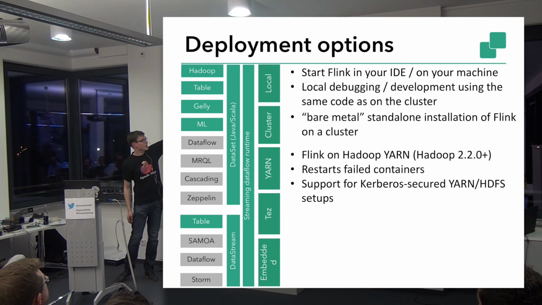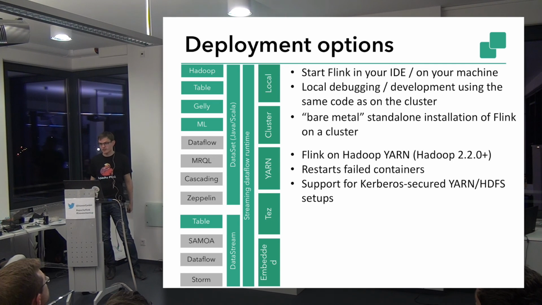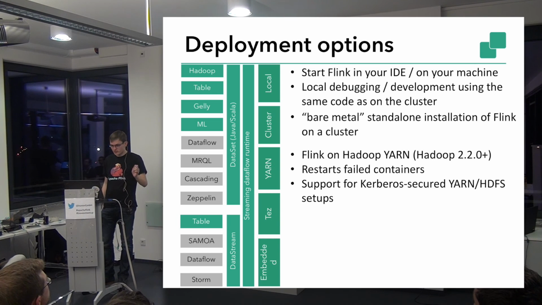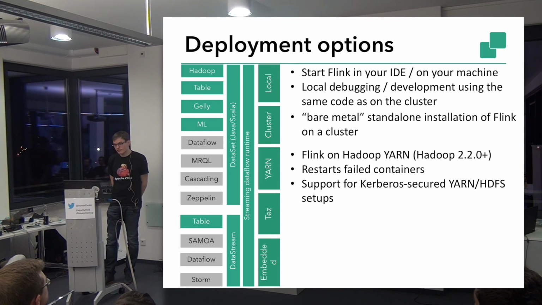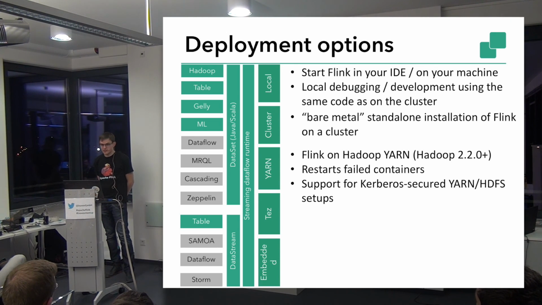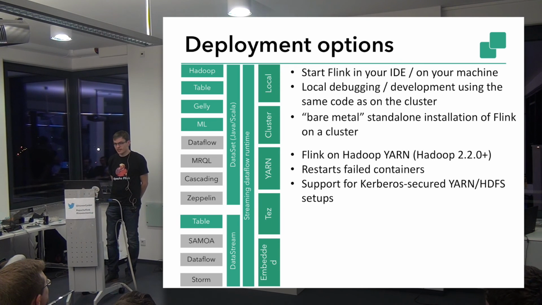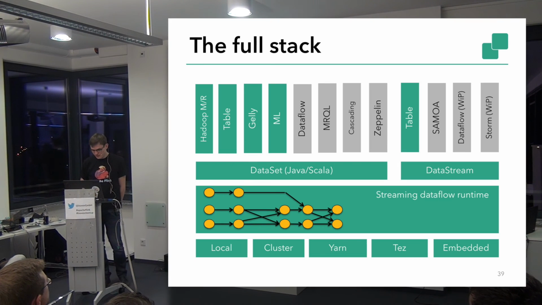For cluster, we have two main options. One is the bare metal installation. You just put the Flink directory on all the machines, and then you spin up the cluster. Or you deploy Flink on YARN. In this case, Flink is also taking care of container restarts. So if one machine fails, we will make sure that it allocates a new container. And we also support secured setups. So we support secured YARN and secured HDFS setups. And some external contributors are currently adding support for HBase, so that you can also access secured HBase setups.